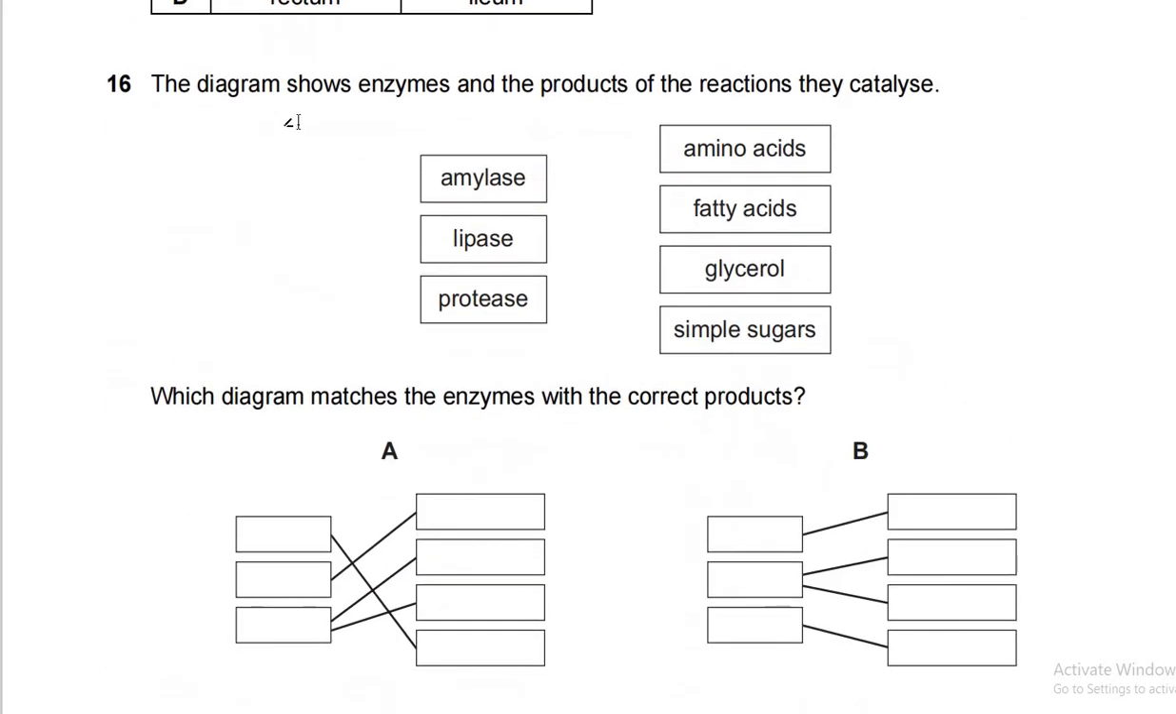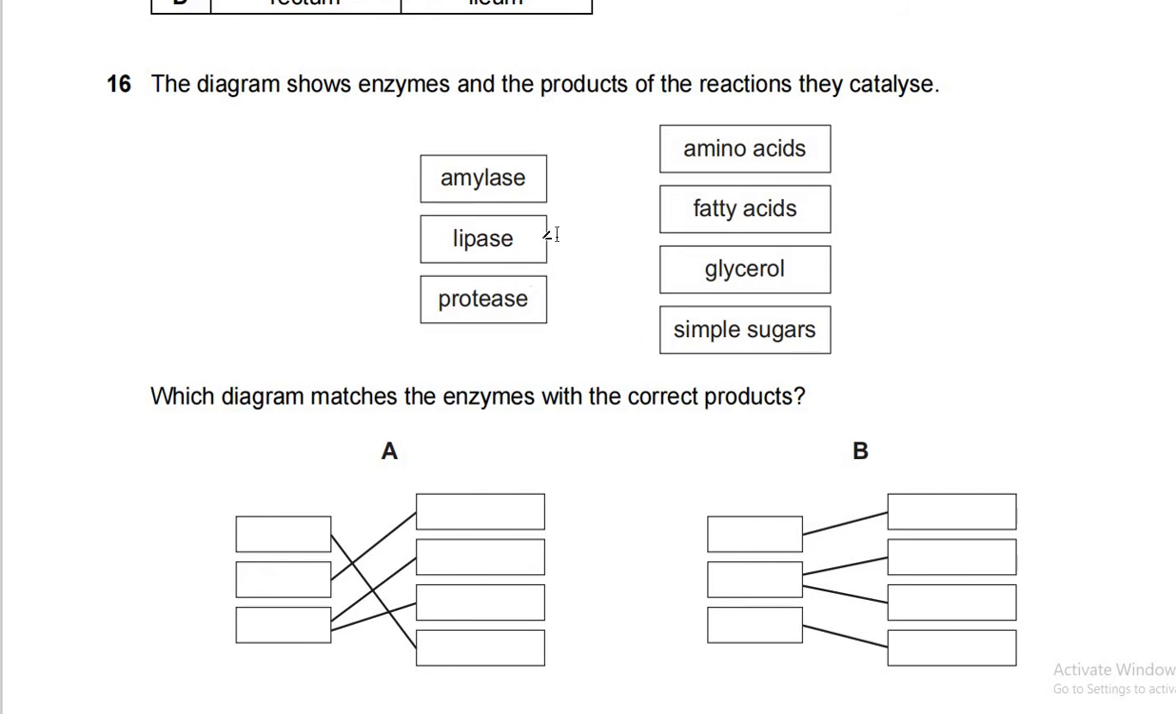The diagram shows enzymes and the products of the reactions they catalyze. So you have the amylase, lipase, protease, and these are the options here. So which diagram matches the enzyme? So let's check out one by one. So the amylase, simple sugars.